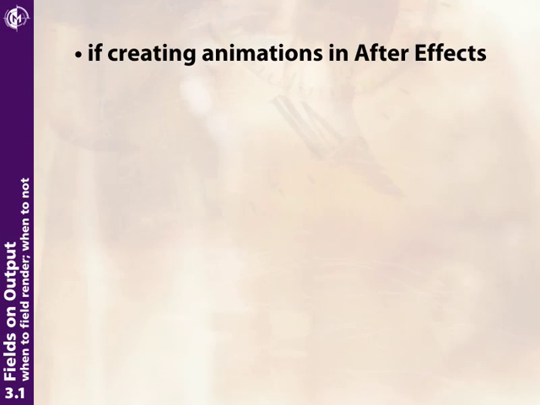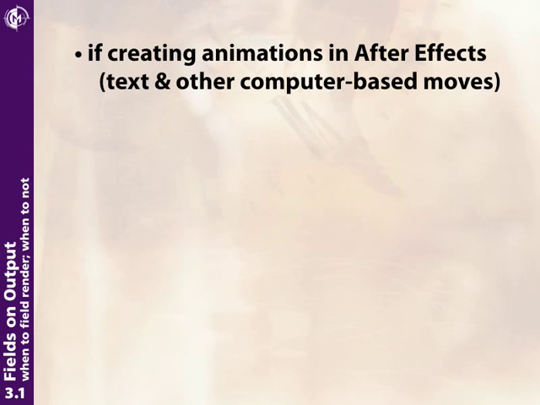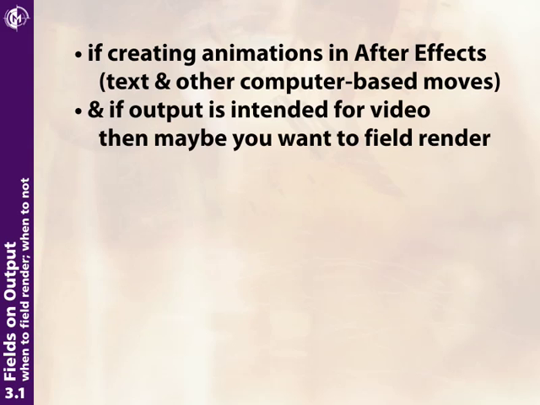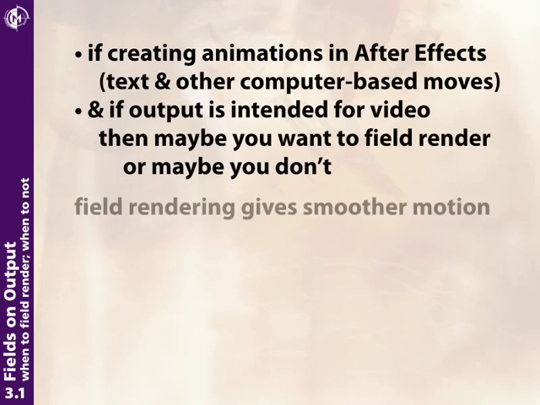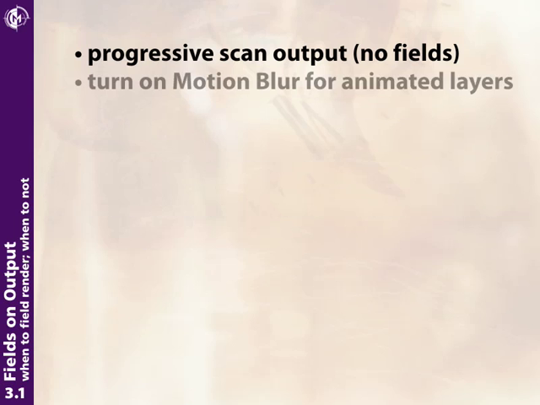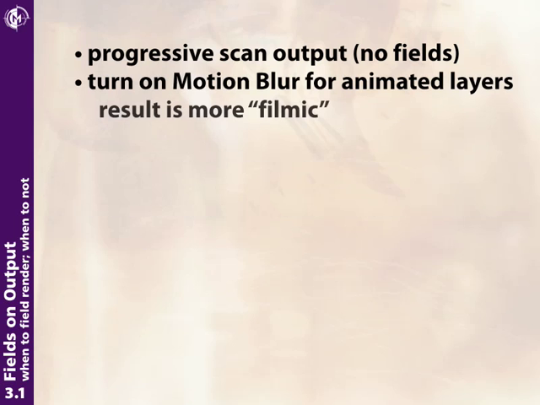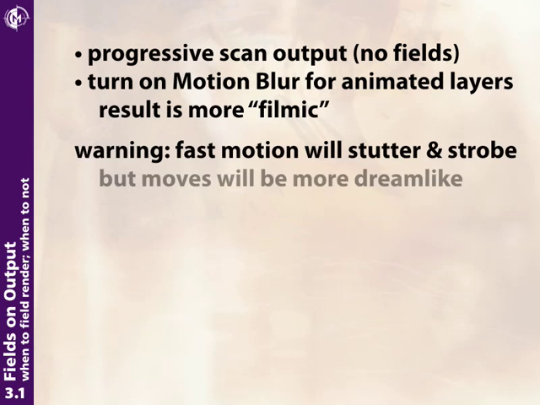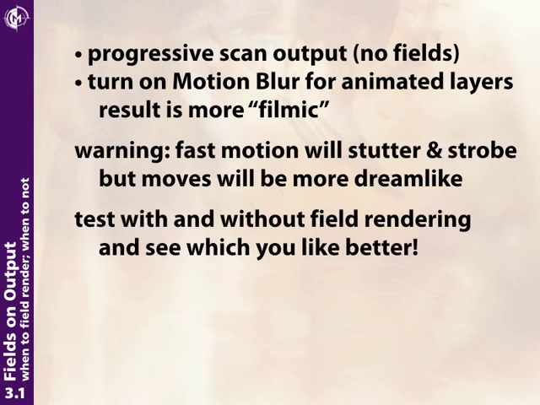If you've created animations from scratch inside After Effects, such as text animations and other synthetics, and if your output is video, well, maybe you do want to field render your output, maybe you don't. Field rendering is going to give you smoother motion. On the other hand, it's perfectly fine to not field render your output. Give a progressive scan render. Turn on the motion blur switches. This will give you a more filmic look. Fast motion will stutter, but it's going to have a little bit of a more dreamy sort of appearance. So you really should do test renders and see what you like.